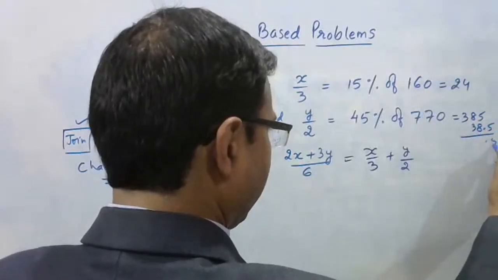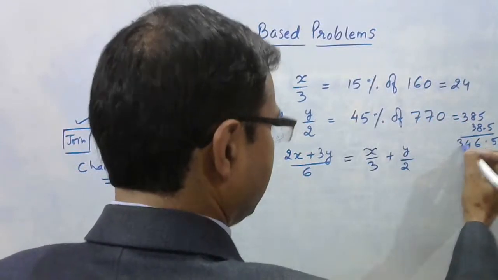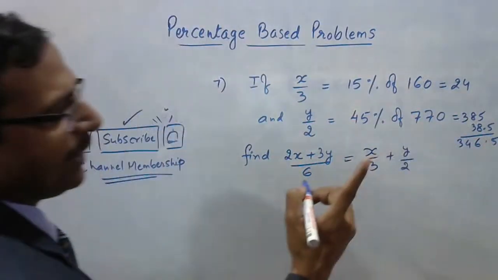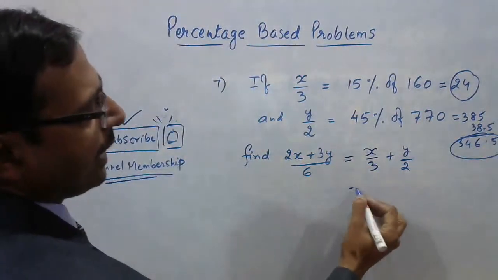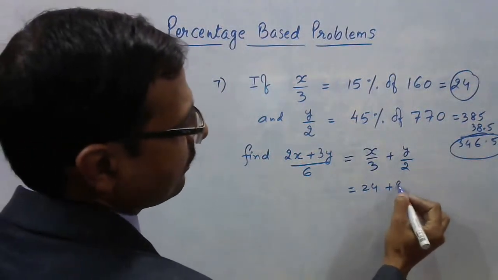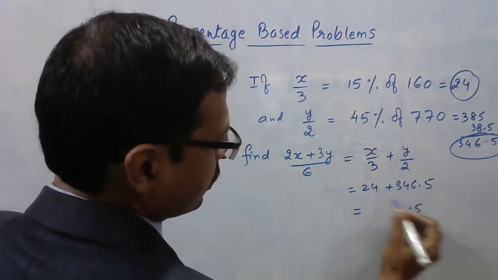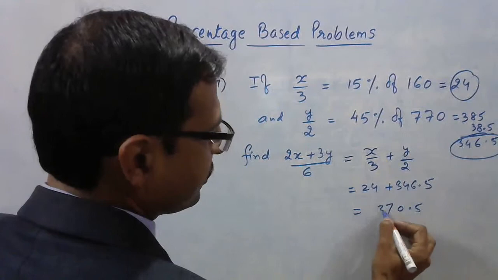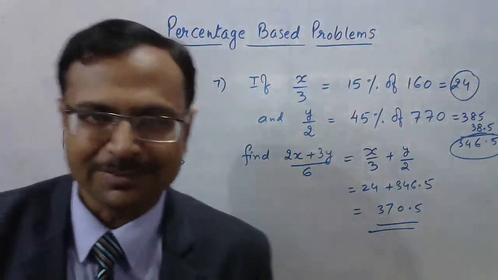Okay, this is 0.5. Then we have a 6, 4, and a 3. So 346.5. So what you need to do is to add these two values and you will have your answer. So 24 plus 346.5, which is 0.5. So 24 and 46 is 70, and 370.5 is the answer that I was expecting for this question.